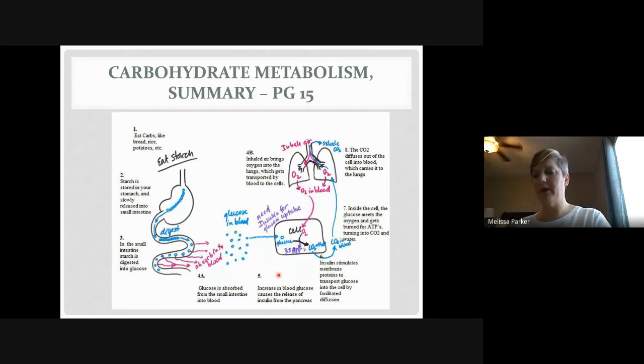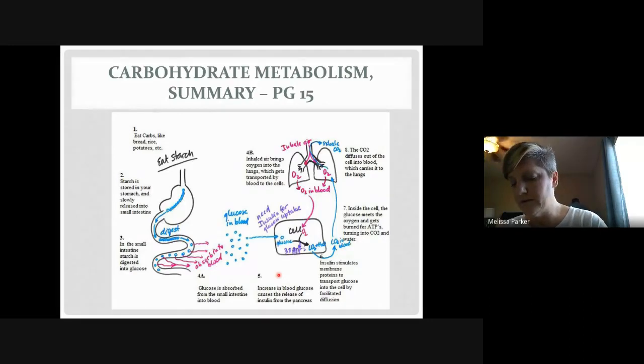All right, so you guys have practice questions on the bottom of 15. It says, what do you think will happen and how would this diagram change if glucose could not get into the cell? So because there's a lot of people, I'm going to go ahead and read to you the answer that I wrote down, and you can judge whether it's similar to yours.